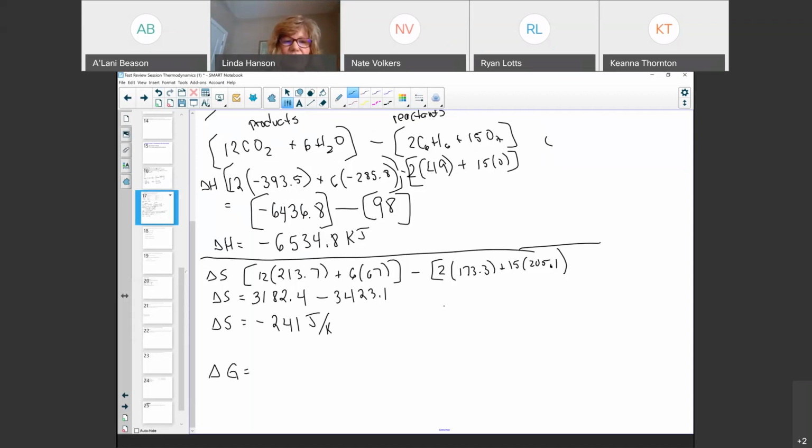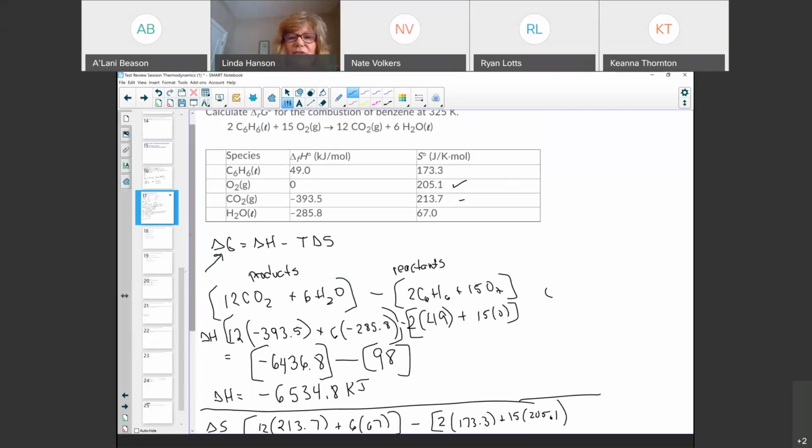What we've done is solve the values to plug in for delta H and delta S to now go ahead and solve for delta G. So in the previous example, when we were working the same exact formula, we were provided delta H and delta S. How nice was that? But here, of course, it's the same process. We just have to do a little more work. We have to do the products minus reactants using the coefficients to solve for delta S and delta H.